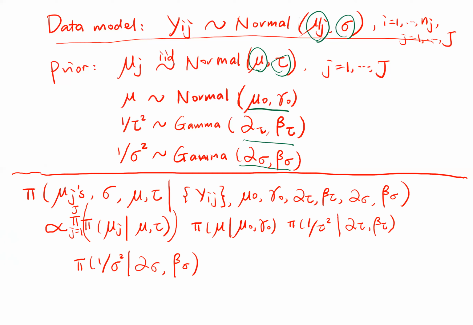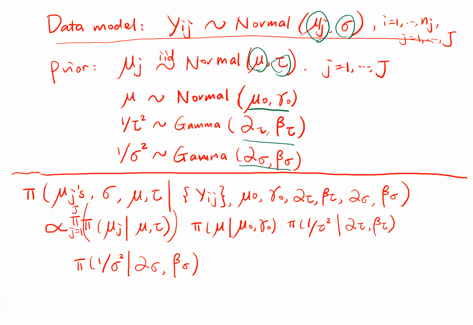In fact, it's not the posterior, it's the full conditional posterior distribution for each of the mu j, and it is a normal. Yeah, and then the full conditional posterior distribution for mu is a normal as well. And then for 1 over tau squared, it's a gamma. And for 1 over sigma squared, it's another gamma. Yeah, you're able to derive it.